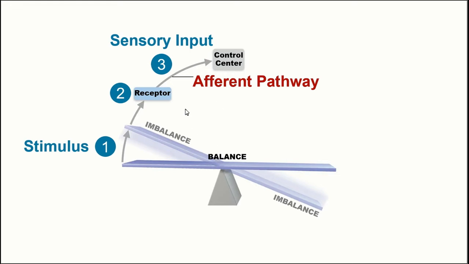So this input pathway is also called the afferent pathway. I like to think of it, because it starts with an A, afferent, think of the information as approaching the control center in this example. So that's our afferent pathway.